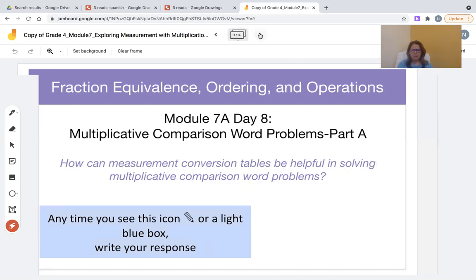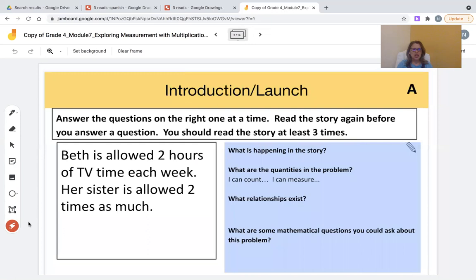Let's begin. In this introduction launch page, the directions state answer the questions on the right one at a time. Read the story again before you answer a question. You should read the story at least 3 times. Let's read the story and look at the questions in the blue square and answer one at a time after each read.